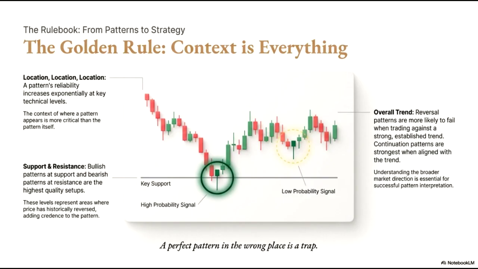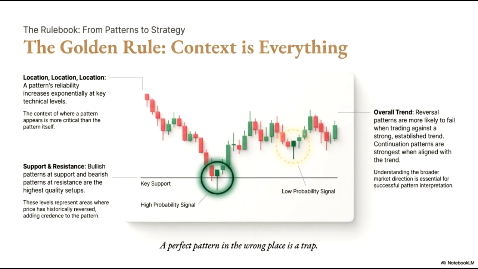Now we arrive at the golden rule of technical analysis. Context is everything. While identifying a pattern is the first step, where it appears on the chart determines its actual value. Think of it as location, location, location. A pattern's reliability increases exponentially when it aligns with key technical levels. If you look at the green circle, we have a clear bullish signal forming right at a key support level. Because price has historically reversed here, this becomes a high probability setup.